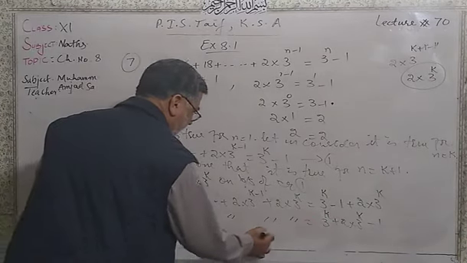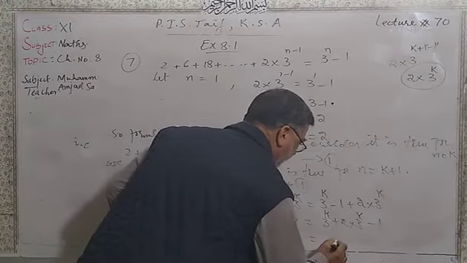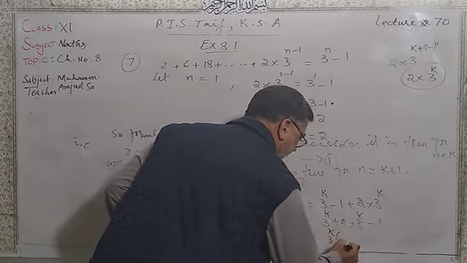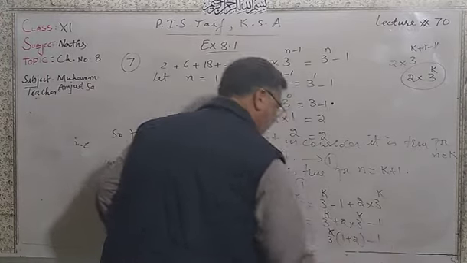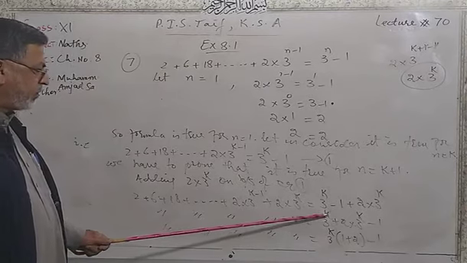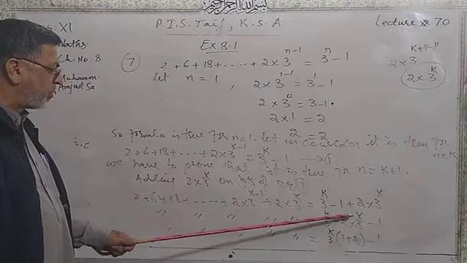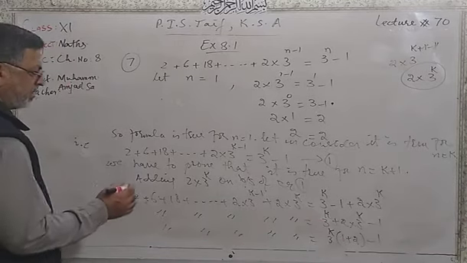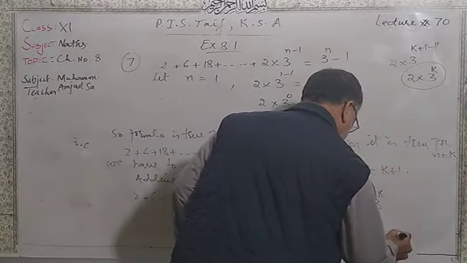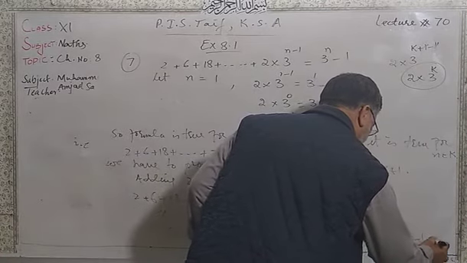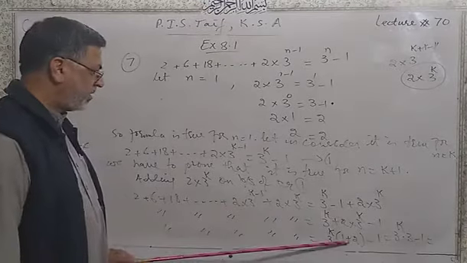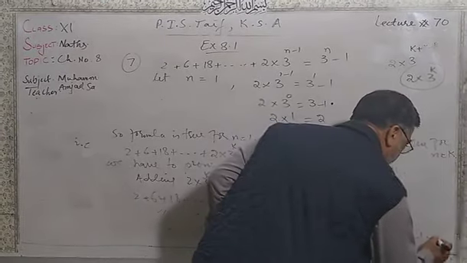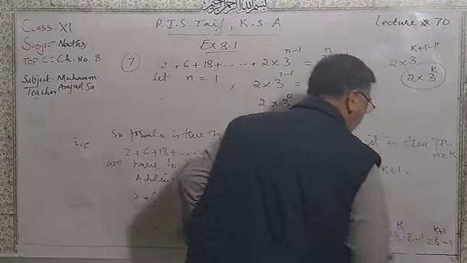Dear students, you can check. Here we can take 3 power k common. Inside we have 1 plus 2, minus 1. Take 3 power k common from both terms. Here 1 left, here 2 left. So we are left with 3 power k into 3, minus 1. 2 plus 1 is 3. If the bases are same, powers are added. So you can have 3 power k plus 1 minus 1.